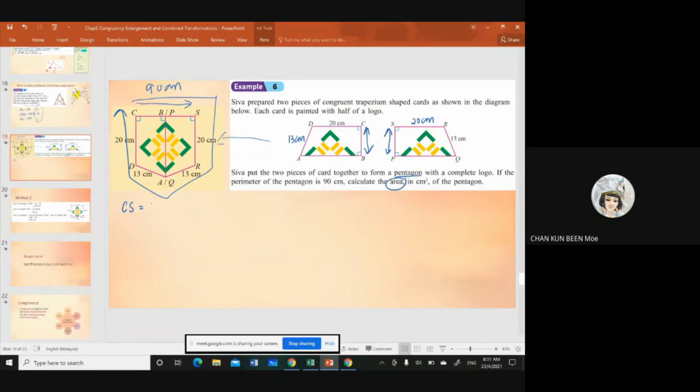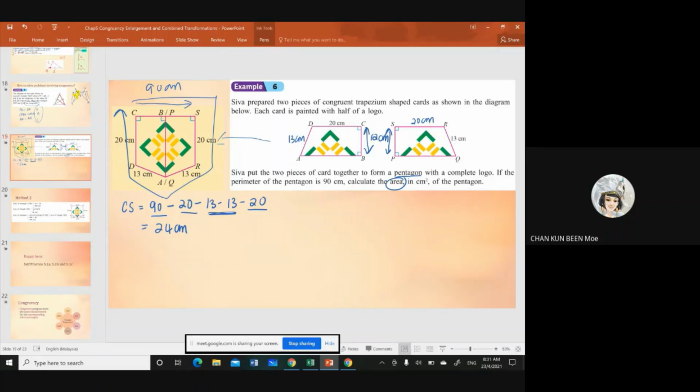So over here, you have to use 90 minus 20 minus 13 minus 13 minus 20. So 90 minus 40 is 50 remaining. 50 minus 26, so the answer is 24 centimeter, which means BC and CP, each of it is 12 centimeter.